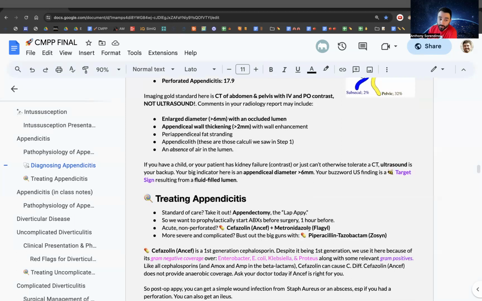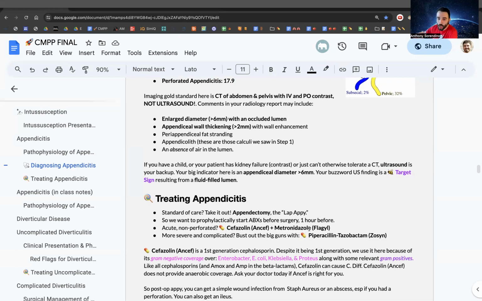Okay, now you can do an ultrasound, right? So if your patient has kidney failure and they can't tolerate the contrast, or they're just not stable, or it's a kid and you don't want to throw them into a CAT scan machine, you can do an ultrasound. And the one indicator there is going to be a diameter greater than 6. And your other indicator is going to be this target sign, and that's going to result from a fluid-filled lumen.